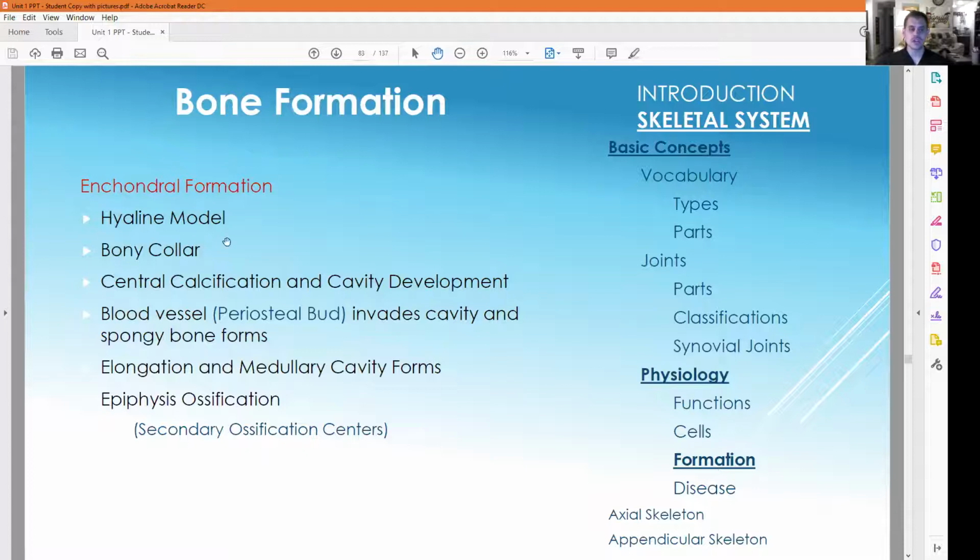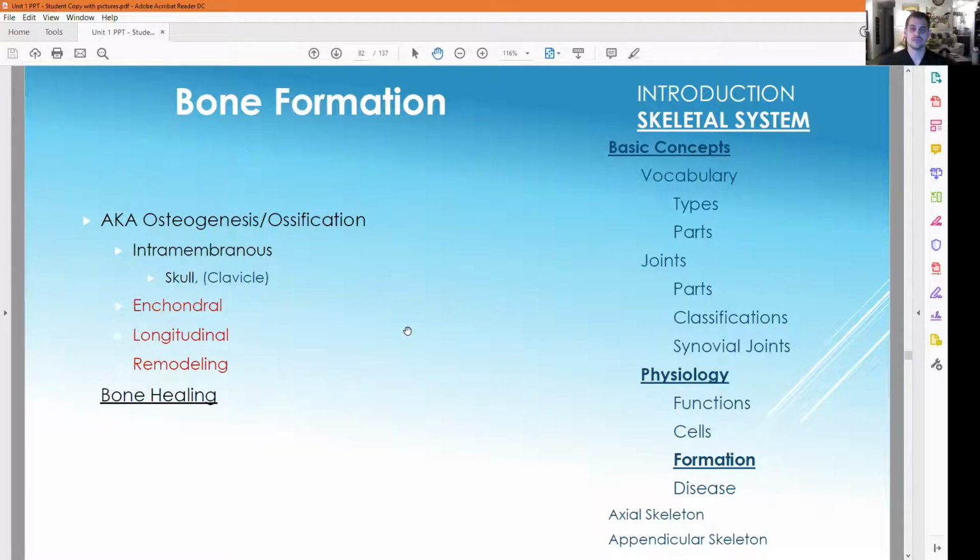So it can also help you concentrate when you're just learning for your own personal knowledge. If a doctor came up and talked to you about enchondral bone formation, it would probably be more important to know what he's talking about than being able to list off the steps: hyaline model forms, bony collar, central calcification, cavity development. But what is that happening in? Well, it's happening in a fetus, right? That would be more important. So I try to highlight these things so that you know where to focus your attention for your own learning.